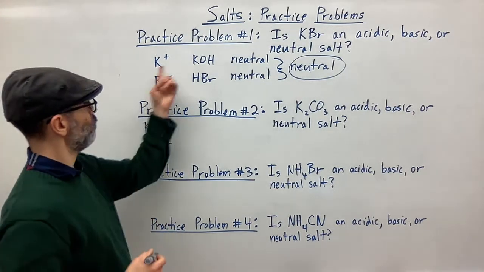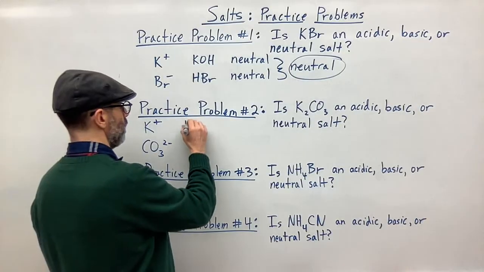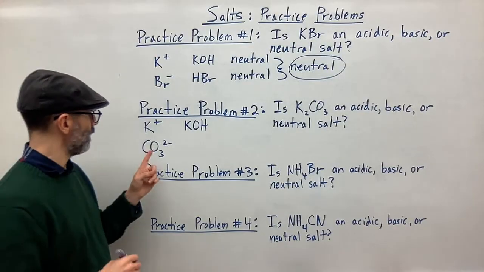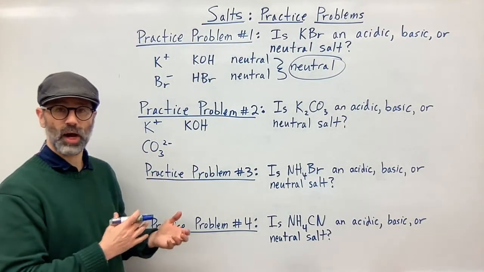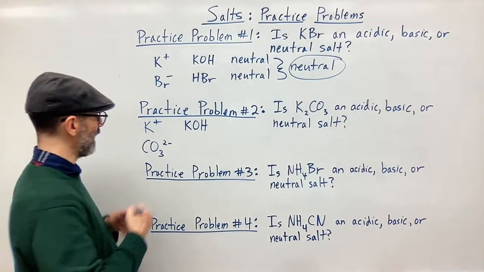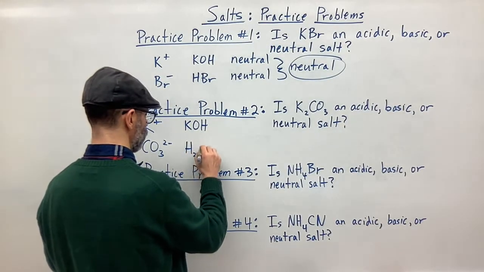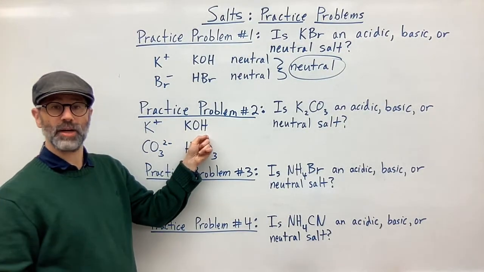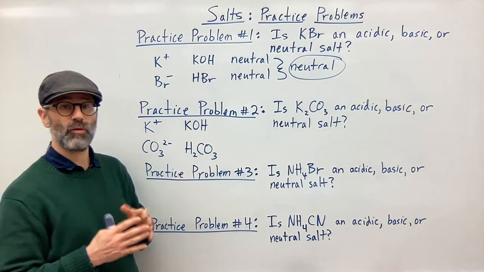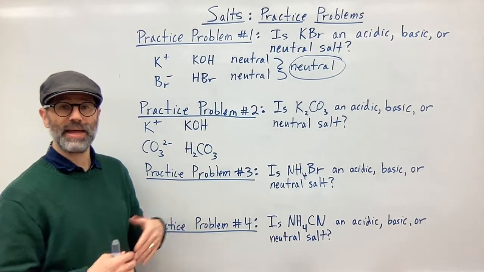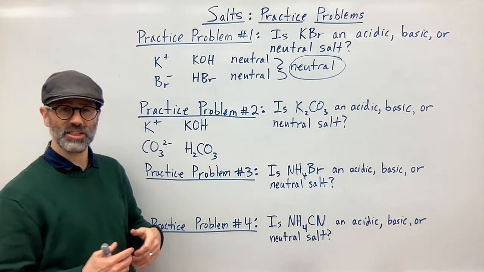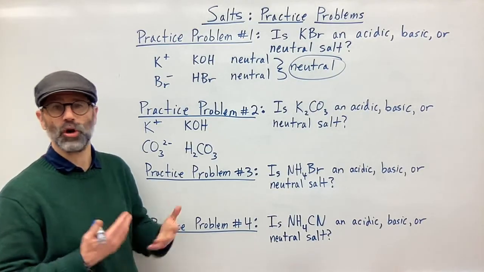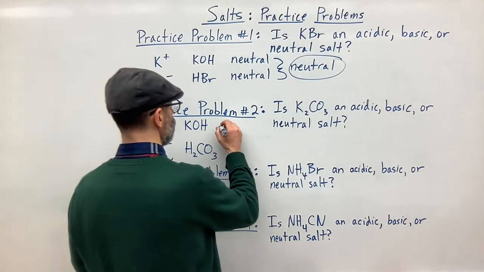And just like we set up here, this comes from the base KOH. And then here we have a negative ion, so that's going to go well with the H plus. So the acid that this comes from is H2CO3. Again, here we have KOH, a strong base. So therefore, it's going to dissociate completely in water. And the positive ion, the potassium ion, really isn't going to be reacting with water to form KOH back. So this is going to be neutral.